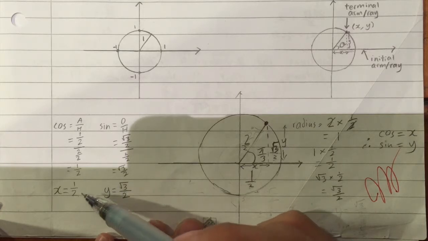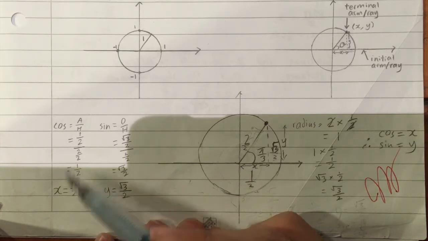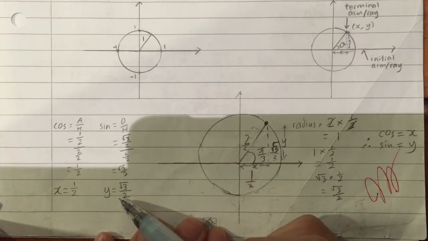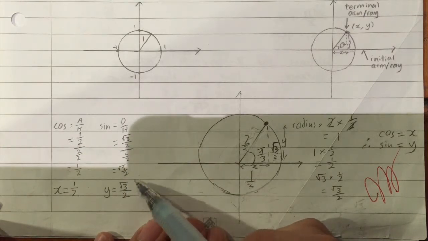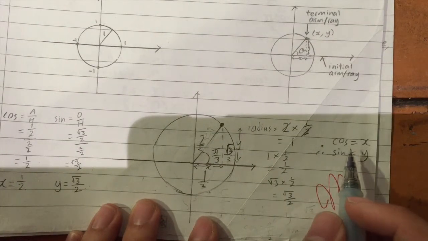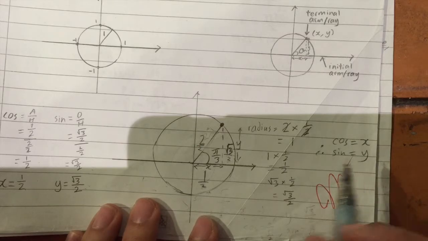It's an interesting fact that x equals cosine. The values are the same. And y equals sine, because the values are the same. Therefore, we can make a conclusion that cosine equals x and sine equals y.